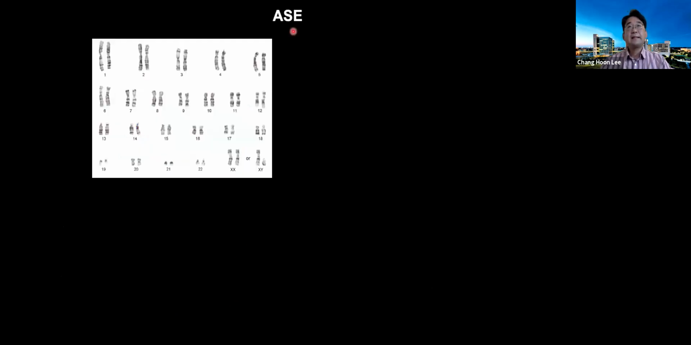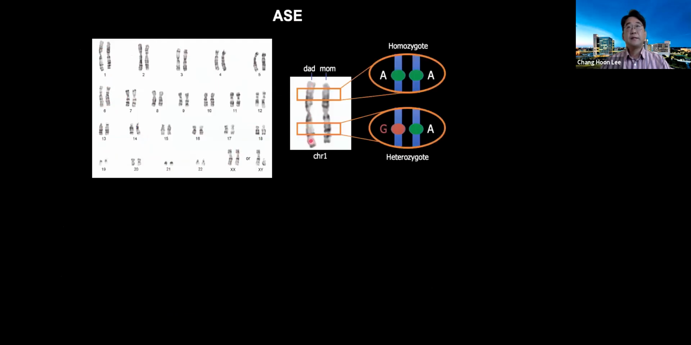So what is ASE? This is a human chromosome. If we look at one chromosome here, one strand is from the dad side and the other is from the mom side. Then we can see a homozygote pattern as well as a heterozygote pattern. A heterozygote pattern can have some deleterious mutation like this G allele.